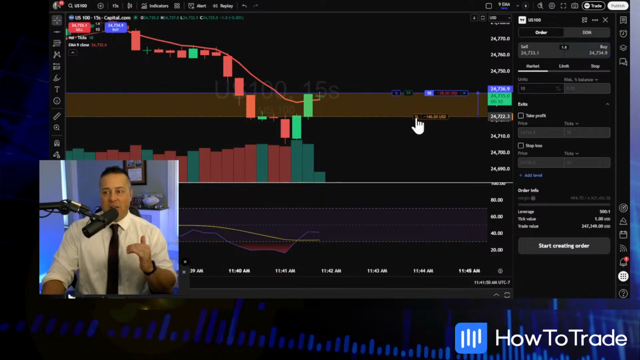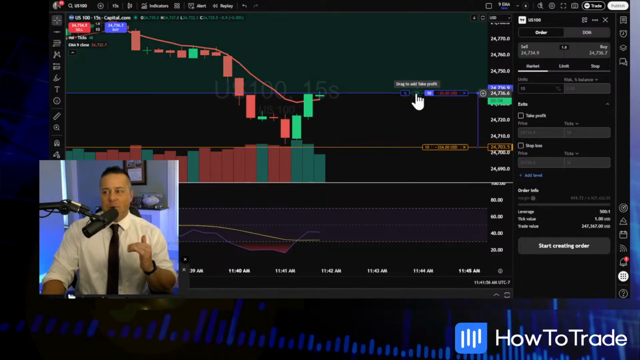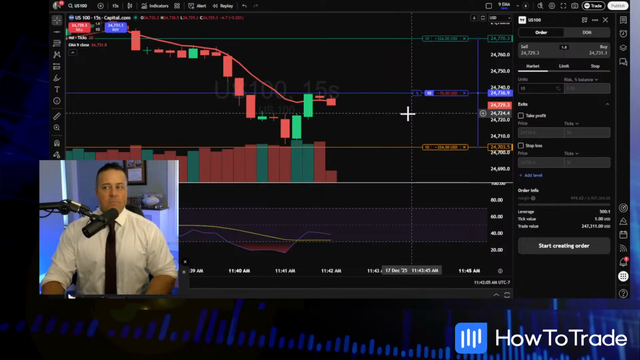Where's our stop loss going to be? Our stop loss is going to be right there, right down beneath that swing low, a few ticks. And then we're going to go ahead and put a take profit up here that's at least a 1-to-1. I'm going to put it on at a 1-to-1 and see if we can't get paid off a little bit right there. Okay, so that's our trade.